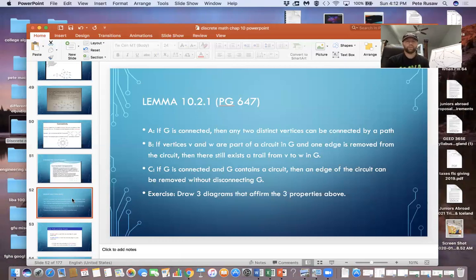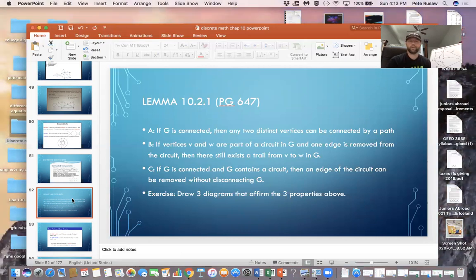Three properties from the book, page 647. And these are pretty straightforward. You can always go back and look at a graph and convince yourself of them. We won't prove them, but A is if G is connected, if a graph is connected, then any two distinct vertices can be connected by a path. That's pretty close to the definition of connected. If you are somewhere and you have a connected graph, then you can get anywhere else.